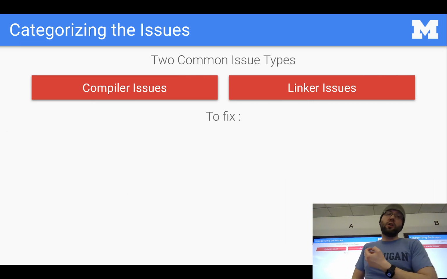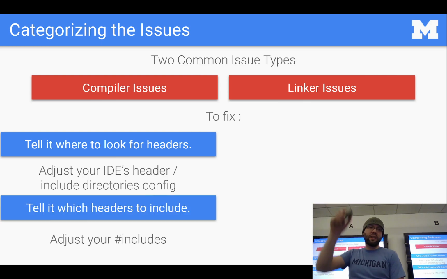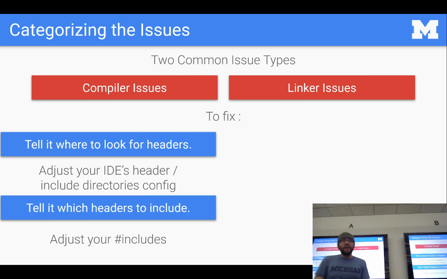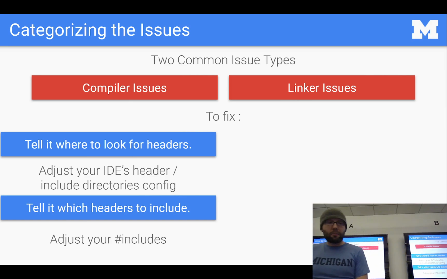To fix these two, you need to go back to your questions, all right? If you know it's a compiler issue, you're probably dealing with headers. You need to go in and adjust your IDE's header or include directories and double check some stuff, okay, until those red squigglies go away. You need to potentially tell it which headers to include. So get more include statements in there, or go in and make sure that they're working appropriately.